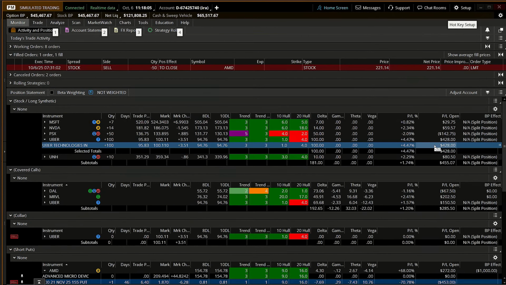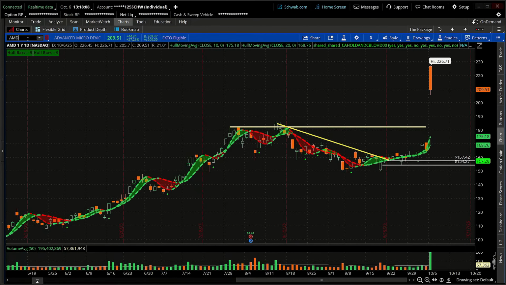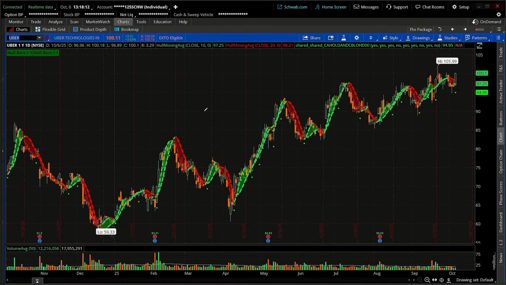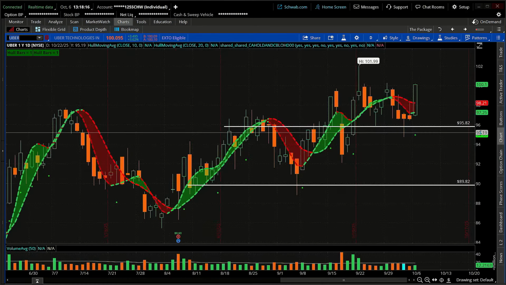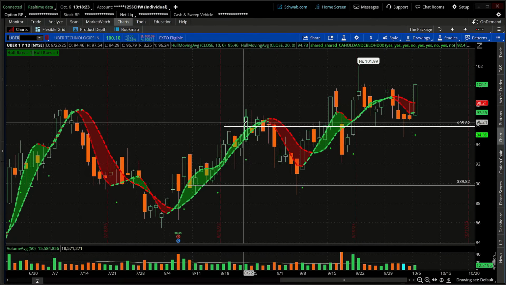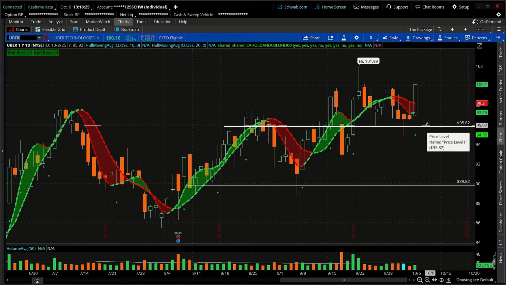If we go back to, let's say, Uber and ask what that chart looks like, is there a reason to potentially consider adding to the position? Funny you say that. What you're now going to notice is we've kind of been chiseling out the support level. Old resistance turning into new support, 95.82.